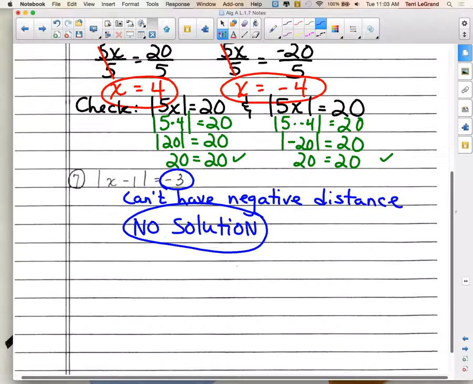Okay? So, sometimes we discovered that we got one solution. That's when it was set equal to 0. Then we discovered most of the time we got two solutions. But then we also discovered, guess what, when it's set equal to a negative number, you can't have negative distance, so that means there's no solution.